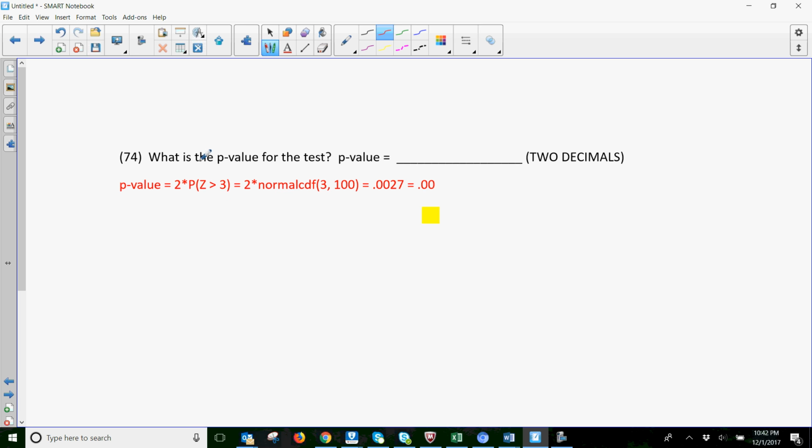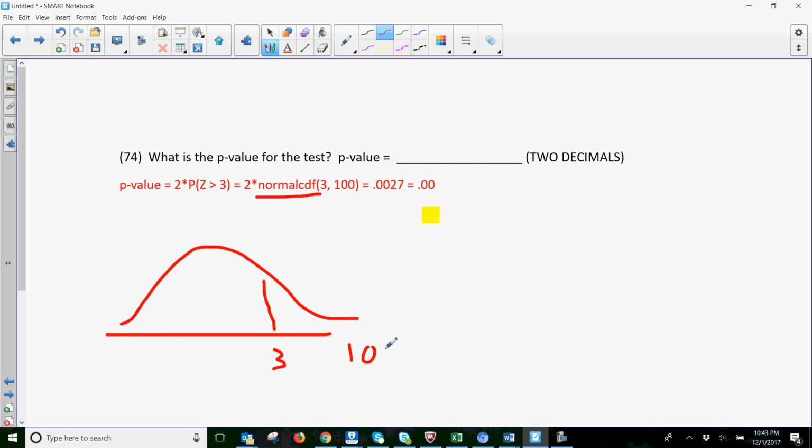Now he wants to calculate the p-value. So again, you could have done 2 times the right tail, which is z greater than 3, or you could have done 2 times the left tail, which would be z less than -3. And of course, we're using normal CDF. Our z value is 3, is our lower bound. And our upper bound, we could have picked probably 10, but we'll just keep it at 100. Okay. So this area and this part is the right tail. And again, we're going to double that to get 2 tails.